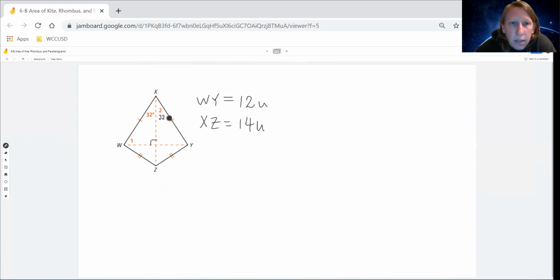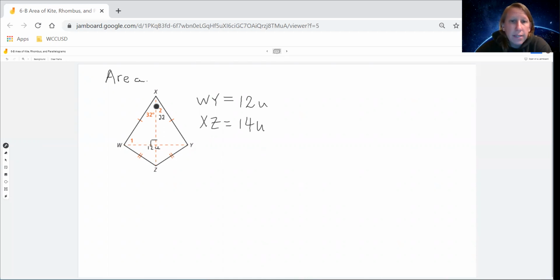Okay, but I'm trying to find the area. I have some given information here, which I'll add on to my figure. I know from W to Y is 12. I'm going to write it in the middle here, so I know that it's for the whole thing, not for part.